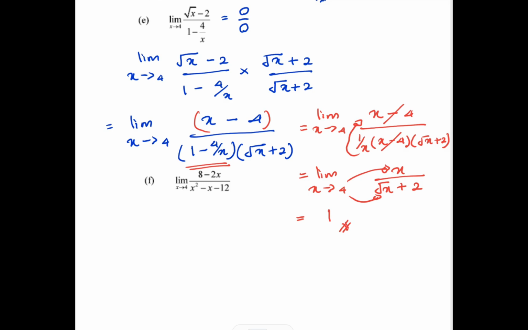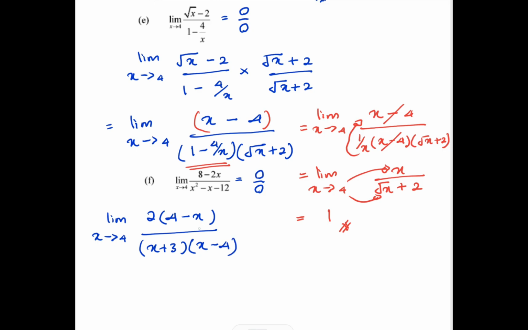Okay, and then question F, also the same thing. When you substitute x with 4, you can get 0 divided by 0. So this one we can factorize. You can get limit as x approaches 4. Factorize on the upper side, you can get 2 times (4 minus x) divided by (x plus 3) times (x minus 4).